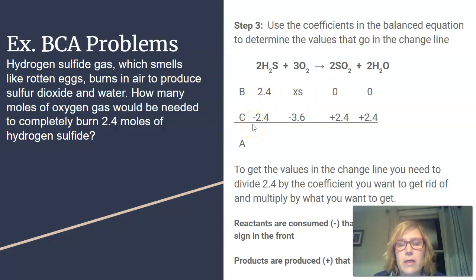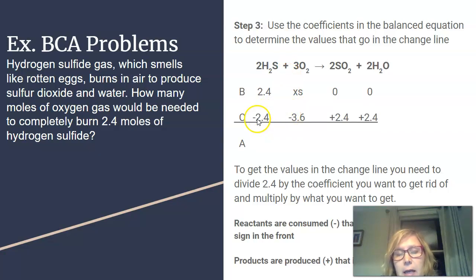So if you notice, on the reactant side, I have negative signs, and on the product side, I have positive signs. Negative means you're consuming it, you're using it up. The positive sign means you're adding it, you're getting more of it. So as I look here, I'm going to consume all 2.4 moles of H2S. Now, I've got to figure out, based on my mole to mole ratio, how many moles of O2 I actually used.